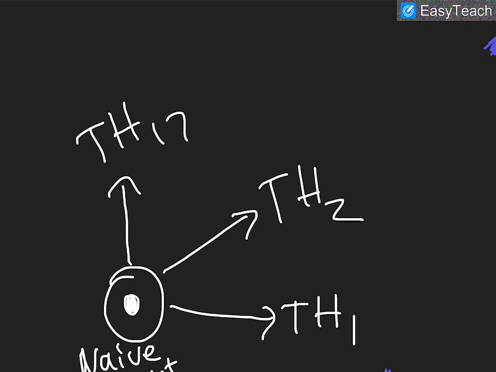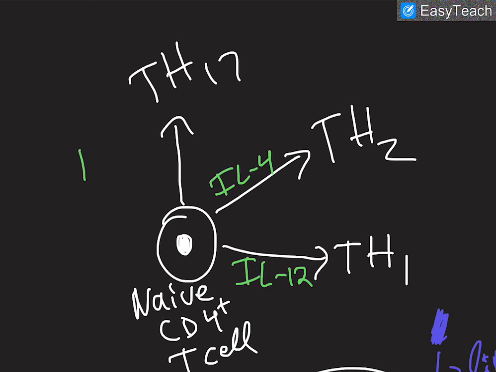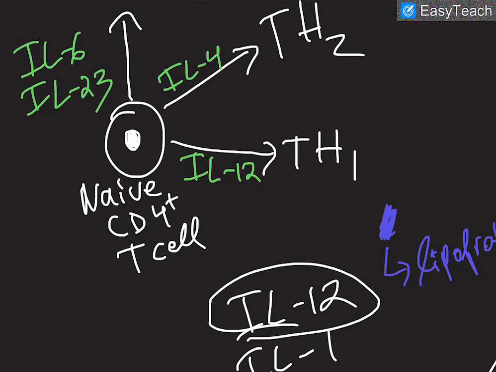So what do we say here? If it's exposed to interleukin 4, it can turn into a Th2 subtype. If the naive CD4 cell is exposed to interleukin 12, it can turn into a Th1 subtype. And if it's exposed to interleukin 6 or interleukin 23, the naive CD4 cell can turn into a Th17 subtype. Now that we know that, let's talk about what happens.